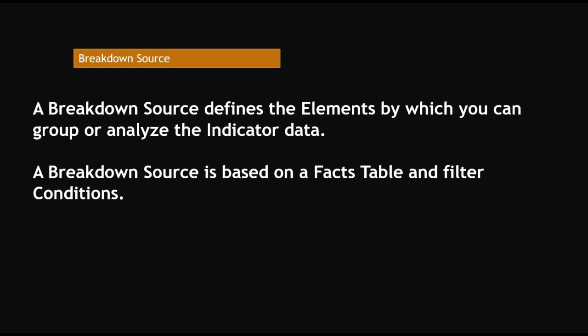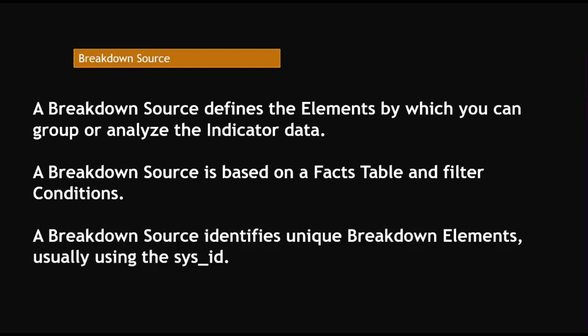A breakdown source is based on a facts table. A facts table is nothing but a process table and a filter condition. And a breakdown source identifies unique breakdown elements, usually using the sysids. So a breakdown source should have unique breakdown element values. If you have duplicate breakdown elements, then it is very difficult to get data. Example: incident category. Let's see how we will see the incident category.